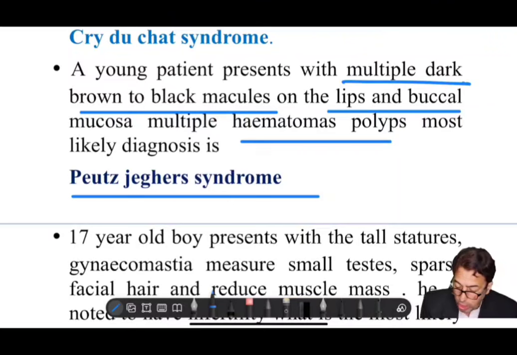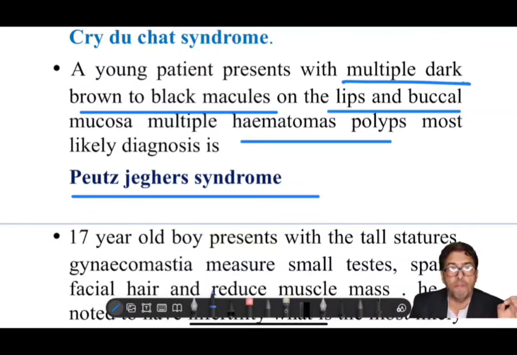So Peutz-Jeghers syndrome is one important syndrome in which you have characteristic melanosis, cutaneous pigmentation of the oral and especially the buccal mucosa. And the polyps are hamartomatous polyps. They have got a low potential to go towards malignancy. So the whole of the GIT may be carpeted by hundreds of polyps along with pigmentation of the mucosae.